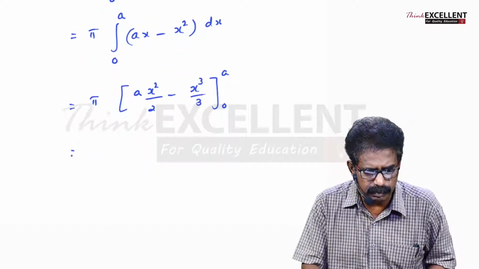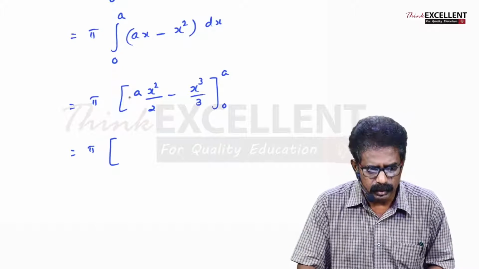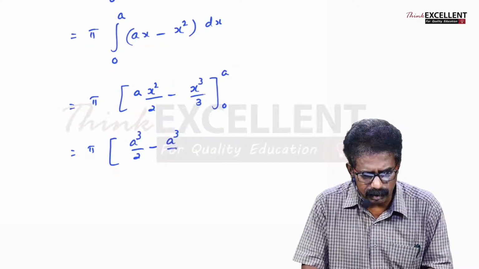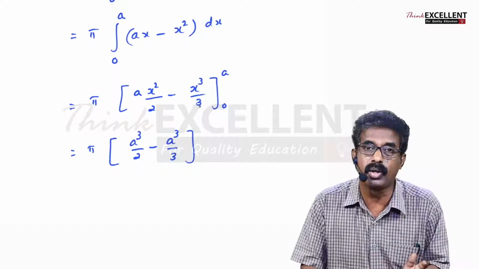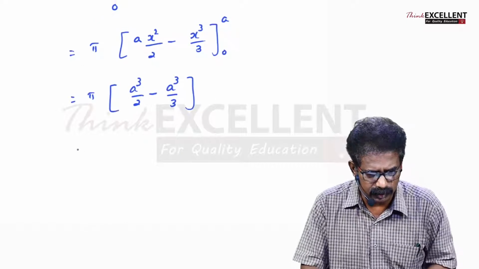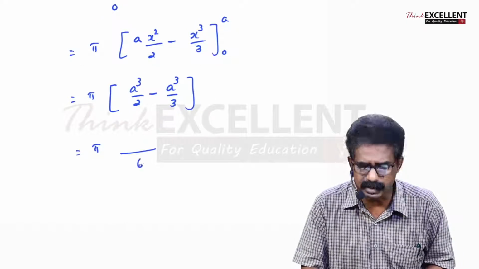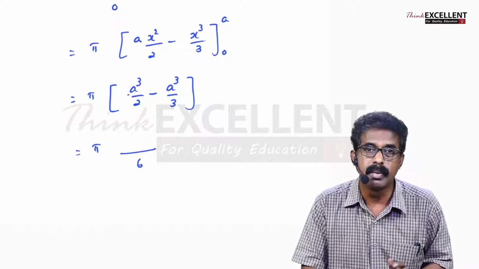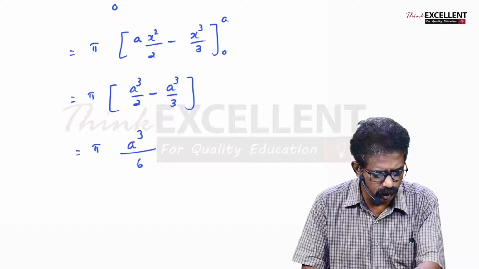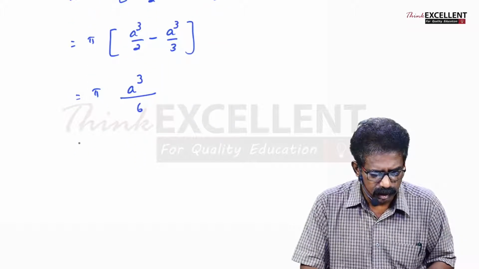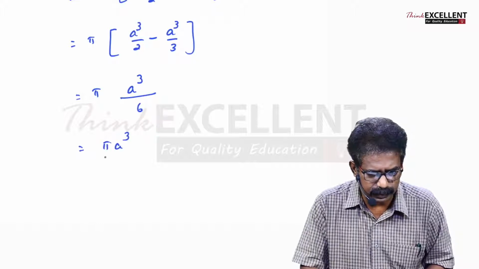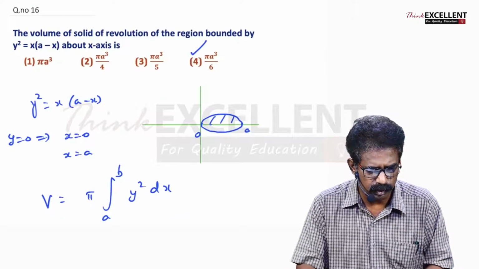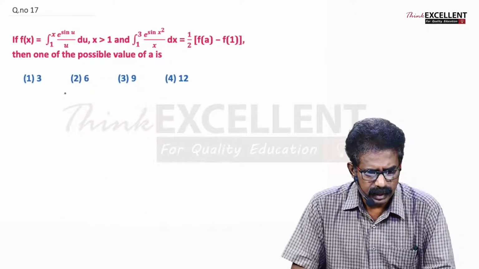Now replace x by upper limit. What's upper limit? A. So a into a square, a cube by 2 minus a cube by 3 minus, when you give lower limit 0, both the terms become 0, so I am not writing that. So pi into LCM is 6. 3a cube minus 2a cube, it is 1a cube, right? So the answer what you are getting is pi a cube by 6 cubic units, and that is option number 4.